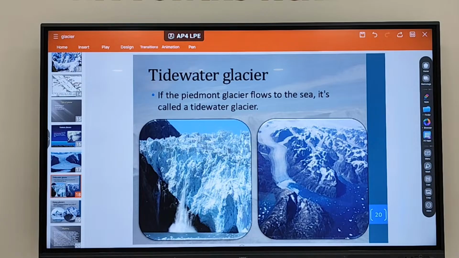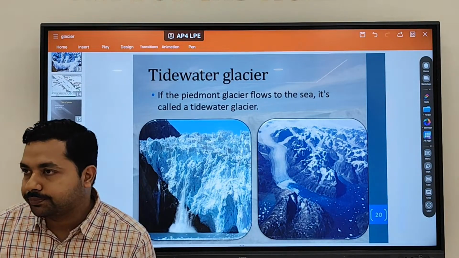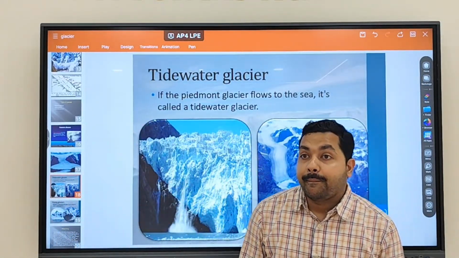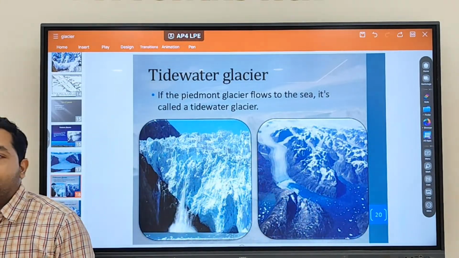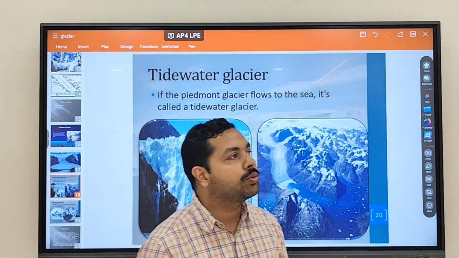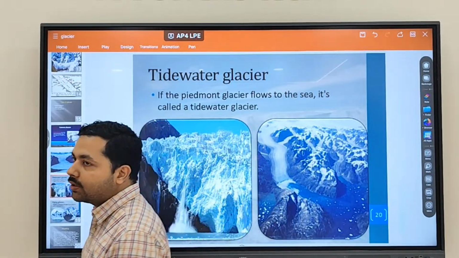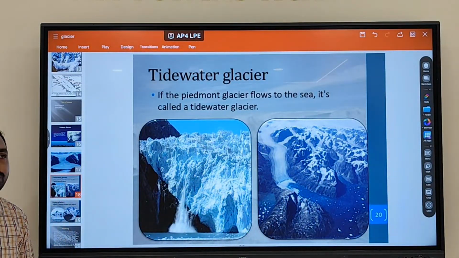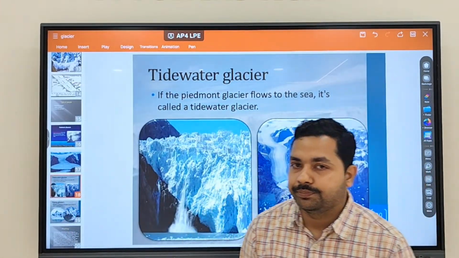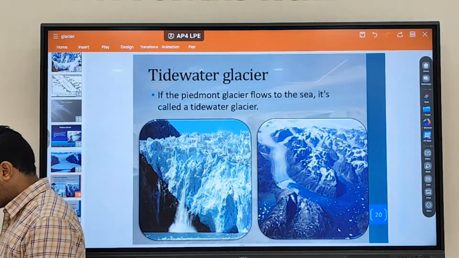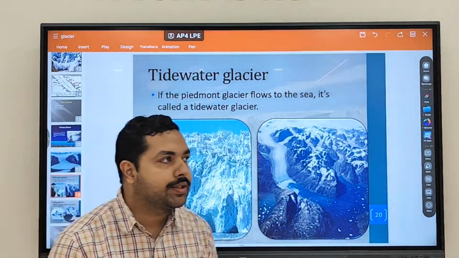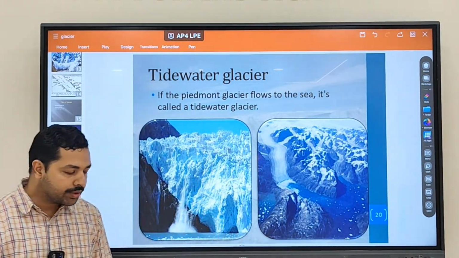Fine. So what is the difference between Neve and Nunatak? Nunatak is uncovered snow and Neve is covered snow. Yeah, Neve is covered snow at the top of the mountain. Nunatak is uncovered. Where is Nunatak found, where is Neve found? Neve on highlands, on the mountain, and Nunatak in the polar region, in the Arctic and Antarctic region. So keep those differences in mind.